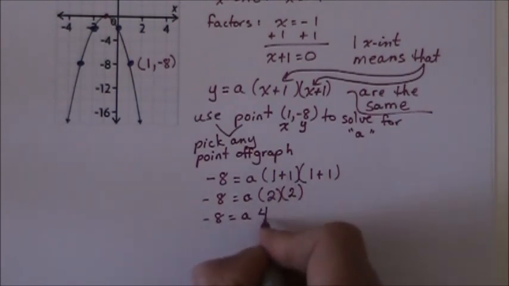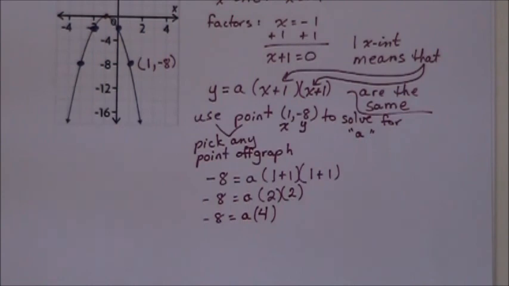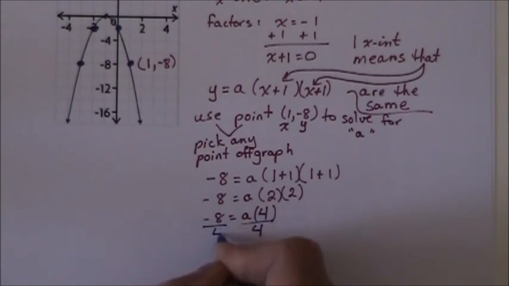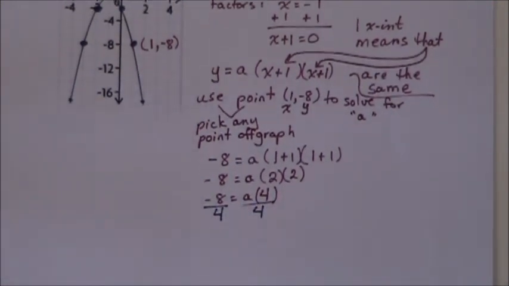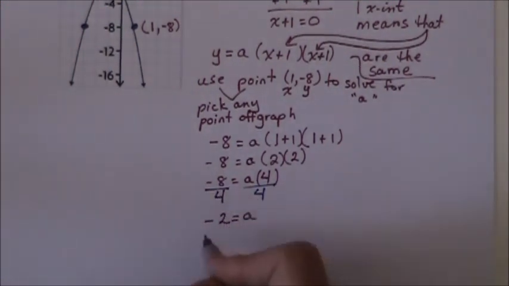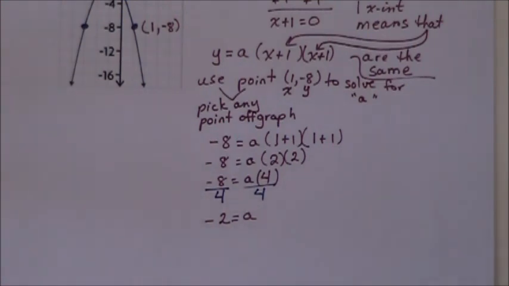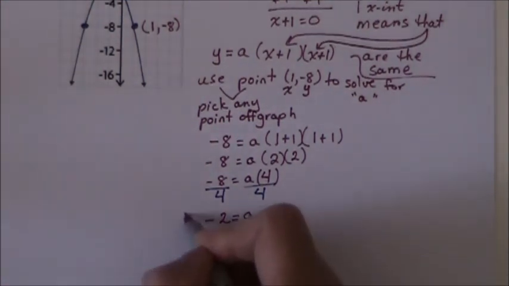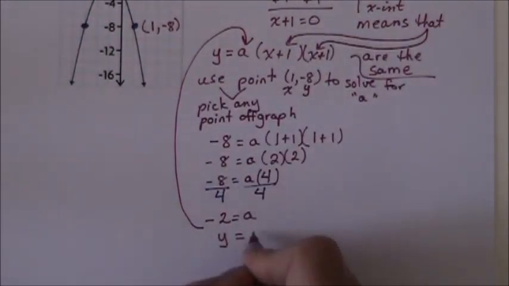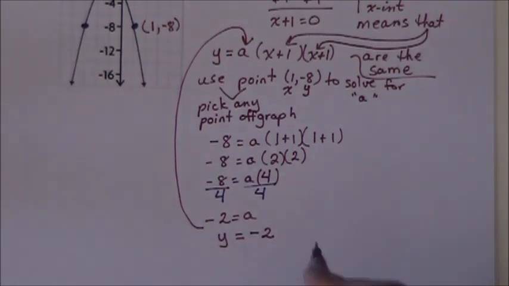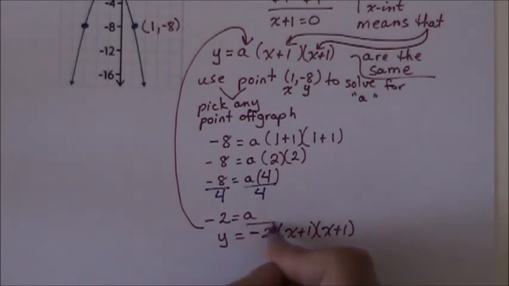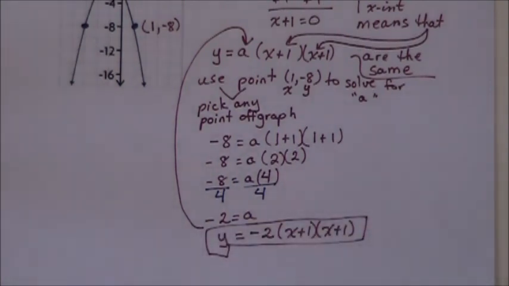2 times 2 is 4. But we want a, not 4a. So to get a by itself, we're going to divide both sides by 4. And when we go to do that, we get an a value of -2. So remember, this a value, now that we know what it is, it's going to go back into our equation right there. So we're looking at y is equal to -2 (x plus 1)(x plus 1). And there is the equation for the graph on the left.